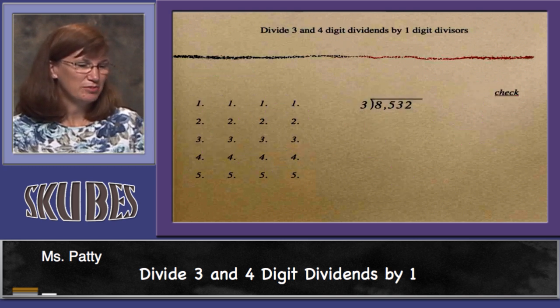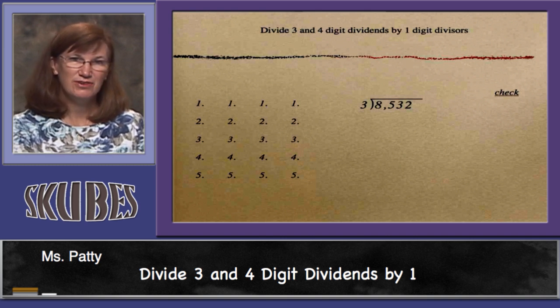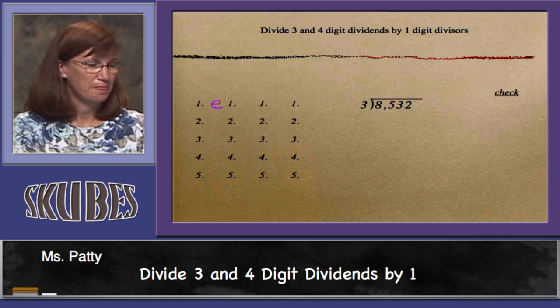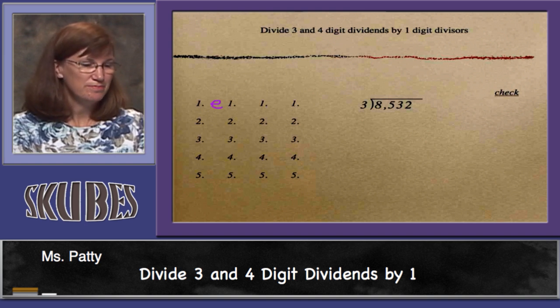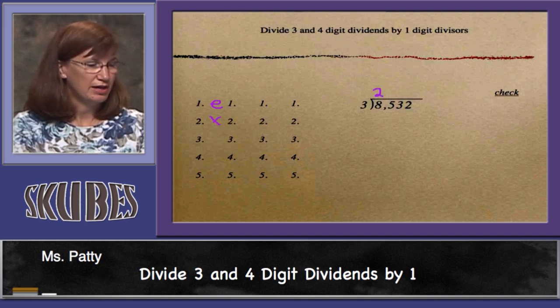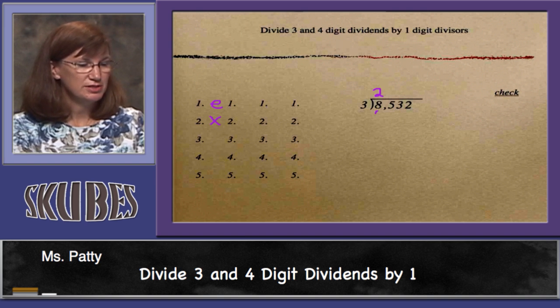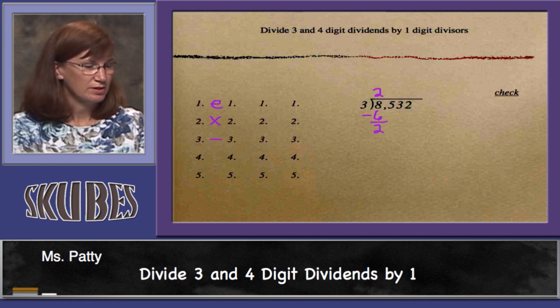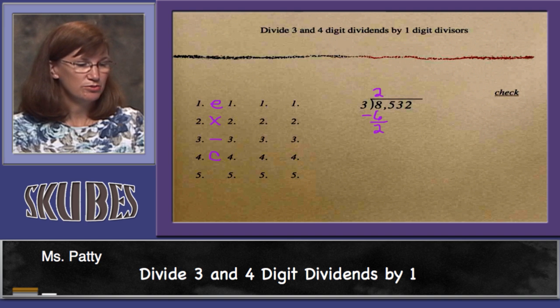Our last division problem that we're going to practice is 8,532 divided by 3. Let's start with our estimating. 8 divided by 3. What times 3 would get me close to 8 but not bigger? That would be a 2. Now let's multiply. 2 times 3 is 6. Step 3 is subtract. 8 minus 6 is 2. We compare it. 2 is smaller than 3, so we can bring down our next number, which is the 5.